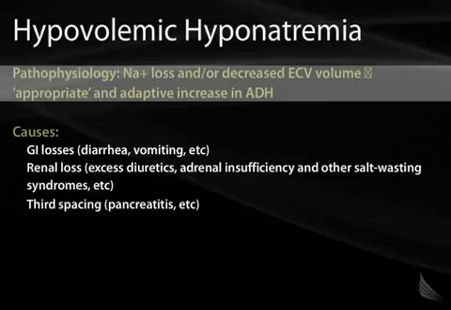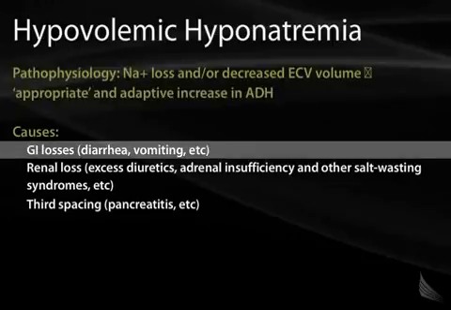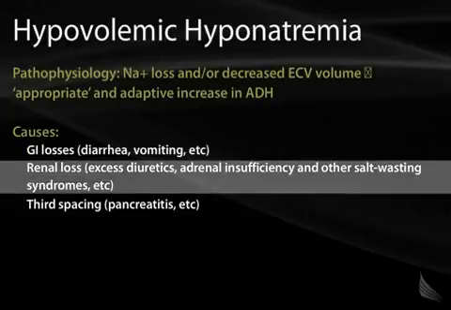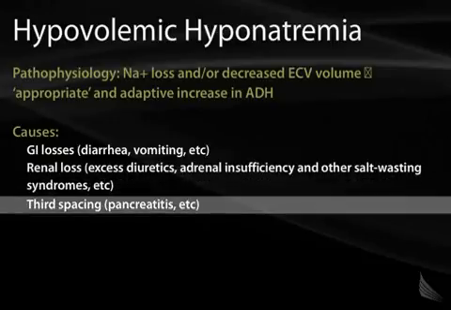The causes of hypovolemic hyponatremia are true volume depletion from GI losses such as diarrhea, vomiting, renal losses such as excess diuretics, adrenal insufficiency, or other salt wasting syndromes, or third spacing, such as the clinical scenario of severe pancreatitis where intravascular volume has third spaced into the interstitial compartment. Therefore, intravascular volume is truly fallen.